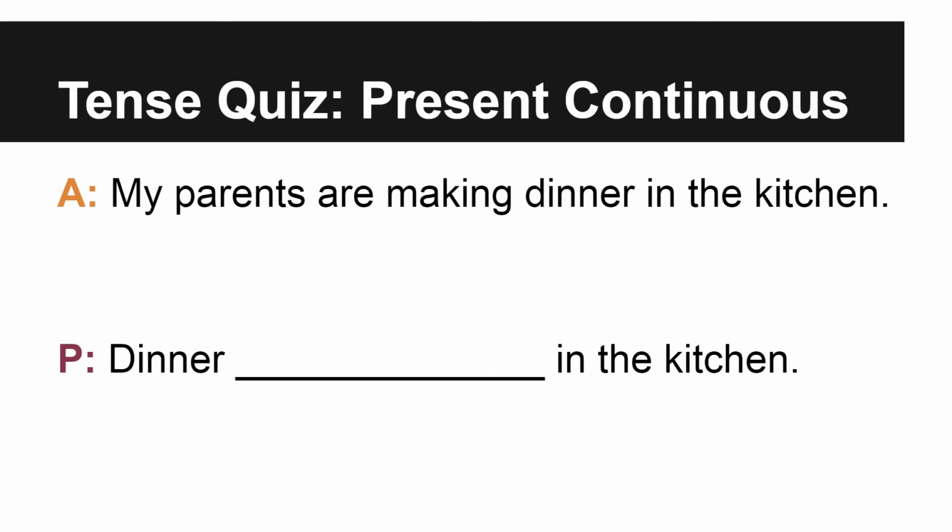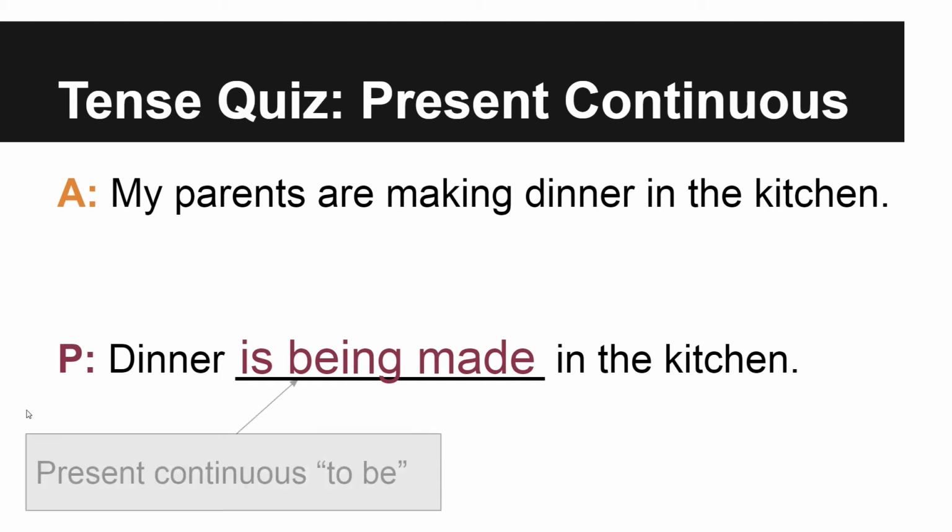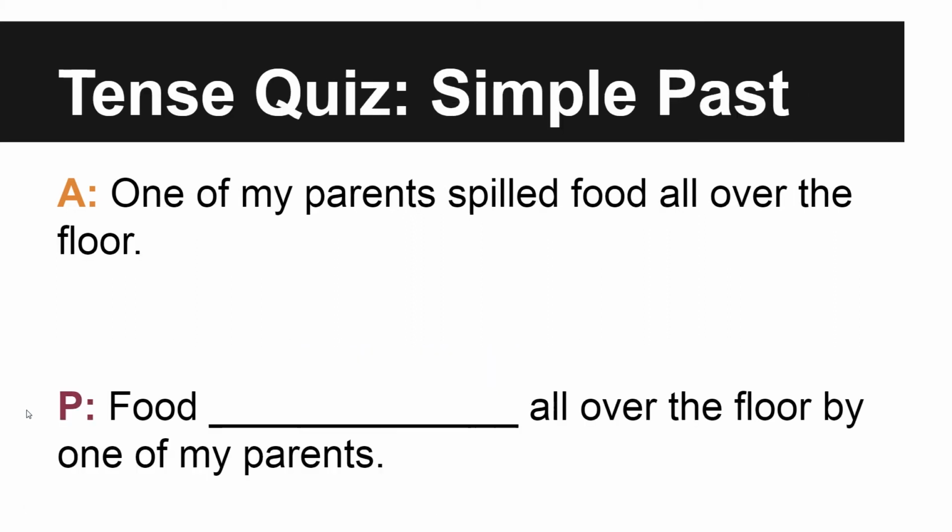The second one, present continuous tense. That's ing. My parents are making dinner in the kitchen. So make is our verb. Made is the past participle. Sorry for the slight irregular. And then the to be verb, present continuous of to be is being. So we've got is being made in the kitchen, and then by my parents if we wanted that, but we could delete that.